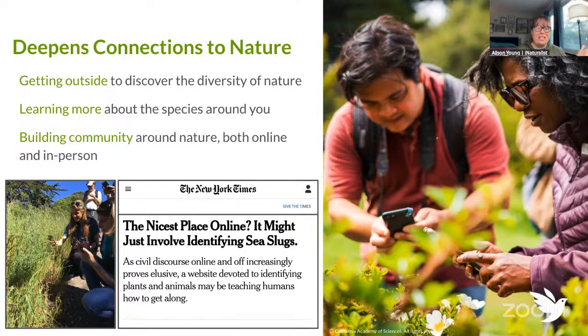Many organizations hold events like BioBlitzes that bring people together to make observations in one particular place. And we also have lots of examples of people that come together on their own to make a difference in their own communities using iNaturalist and iNaturalist data for conservation and stewardship.